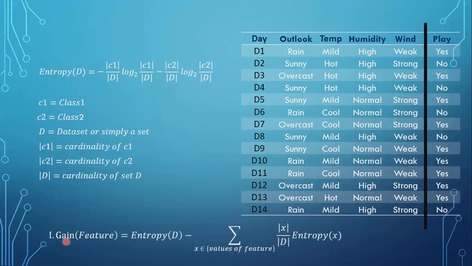Information gain. Here I gain refers to the information gain of some feature. Information gain of some feature is equal to entropy of D minus summation of cardinality of X divided by cardinality of D into entropy of X, where X is the values of the feature. Okay. For example, in this case if we select a feature like outlook, the values of the feature are rain, sunny and overcast. So these values will be rain, sunny and overcast. Okay, stay with me. We will be creating the decision tree using these formulas.